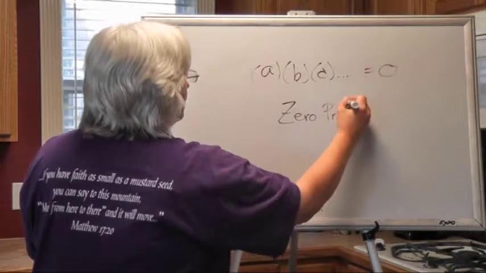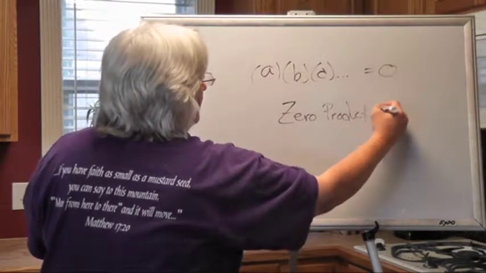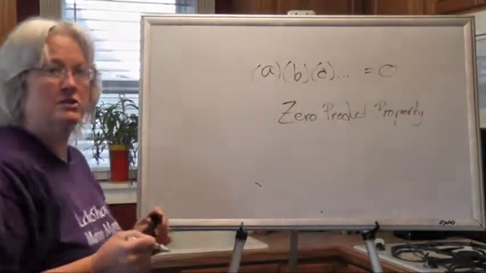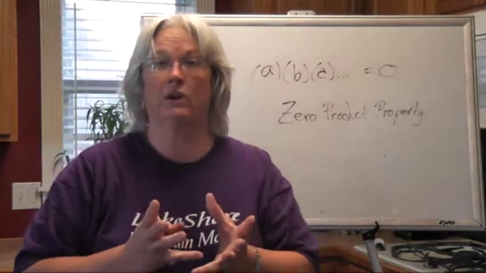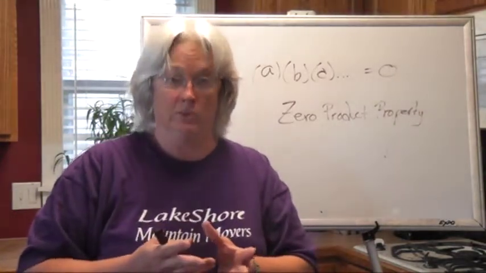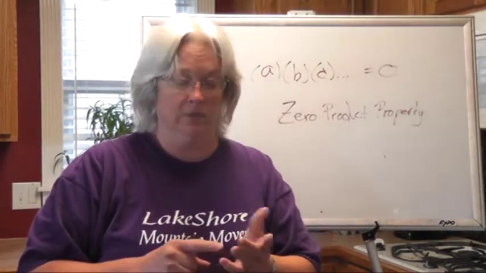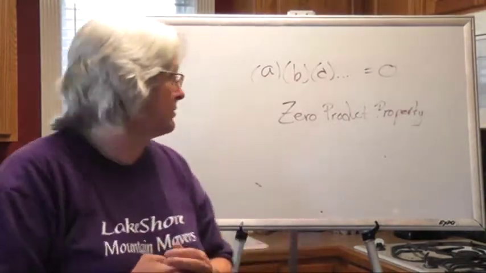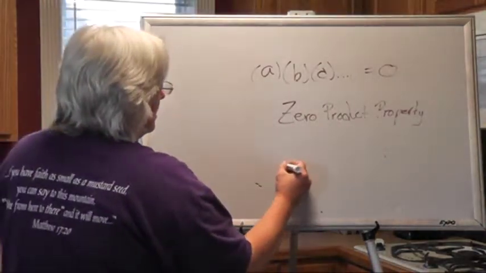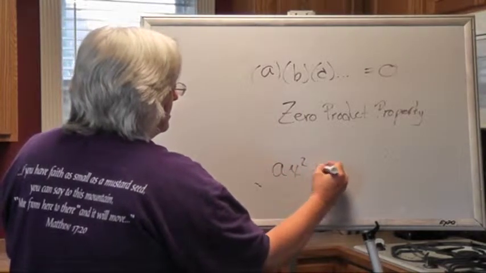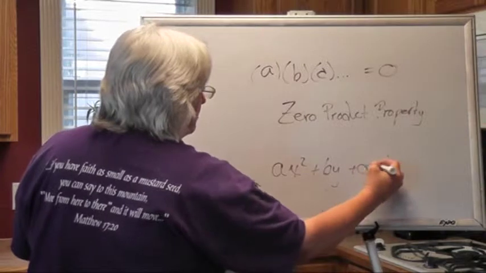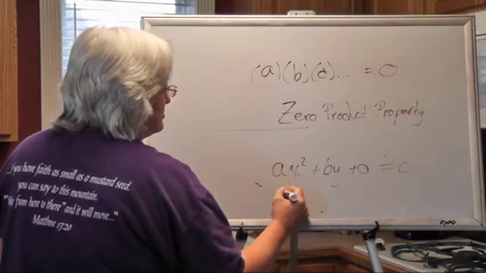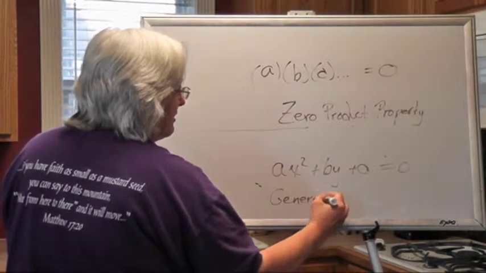And this zero product property helps us a whole lot when we solve quadratic equations. Remember, a quadratic equation is a second degree equation, which means that one of the variables is squared. The general form of a quadratic equation is ax squared plus bx plus c is equal to 0.